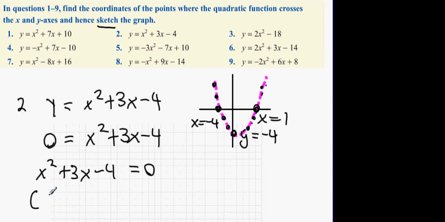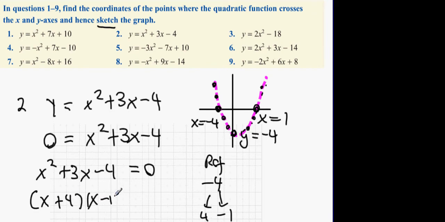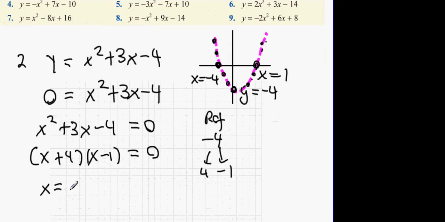1. So what we're going to get here is x, the reference number is minus 4, and the two numbers are therefore going to be plus 4 and minus 1. (x + 4)(x - 1) = 0. And what we know is x equals minus 4, x equals 1, as predicted by the calculator, right?